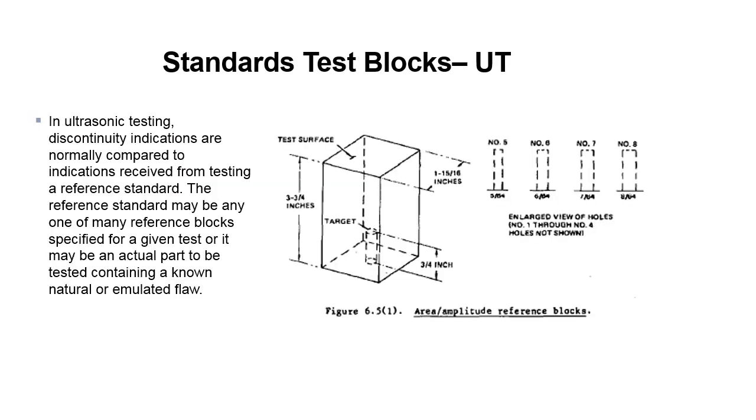In ultrasonic testing, discontinuity indications are normally compared to indications received from testing a reference standard. The reference standard may be any one of many reference blocks specified for a given test, or it may be an actual part to be tested containing a known or emulated flaw. So your ultrasonic test technician is going to take his machine and test it against a known quantity, a certain size flaw in a certain type of material.